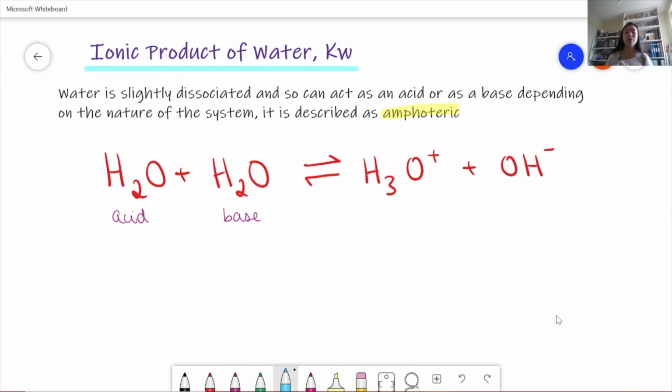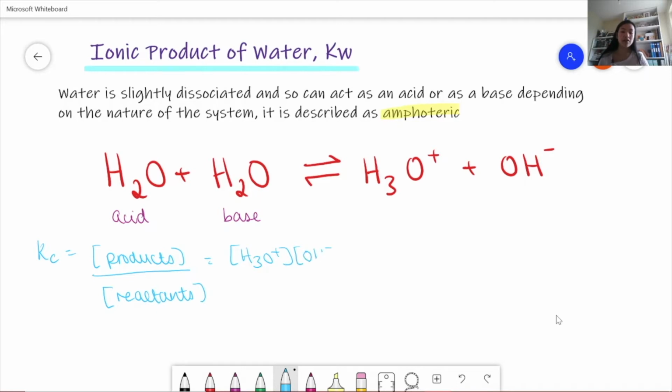If we think back to equilibrium constants, if we try and find the equilibrium constant Kc of this equilibrium, Kc is equal to the concentration of the products at equilibrium over the concentration of the reactants at equilibrium. That means that the Kc for this equilibrium equals the concentration of H3O+ ions multiplied by the concentration of OH- ions over the concentration of H2O, and that'll be squared because we have two of them.